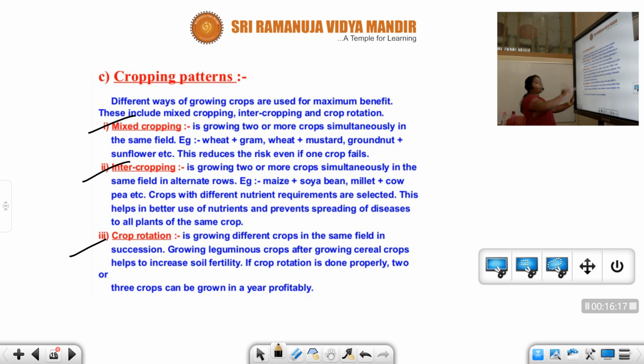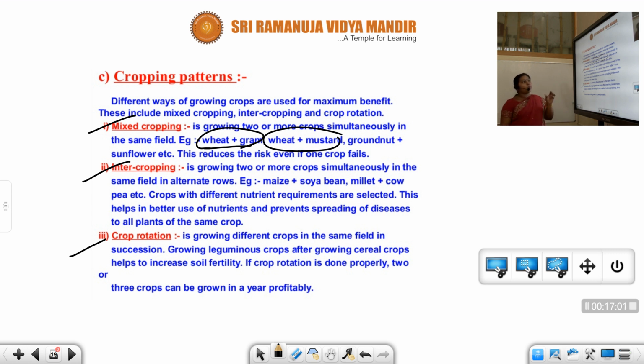First, mixed crop, intercrop, and crop rotation. What do you mean by mixed crop, children? Here they'll be growing two or more crops at a time in the same field. But here they'll not maintain any particular rows. So growing two or more crops simultaneously in the same field. Example, wheat and gram combinations, wheat and mustard, and groundnut and sunflower. These reduce the risk even in the crop. So if we grow two or more crops at a time and one crop is lost, obviously the other one or two crops will benefit our farmer.